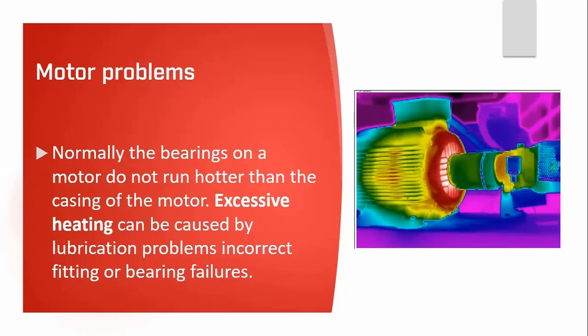When it comes to motor problems, the lubrication problems can be things like under-lubricated, over-lubricated, contaminated, or incorrect lubricant. Incorrect fitting can be misalignment, imbalance, or structural looseness. And there are many types of bearing failures. So while we may detect the problems with thermography, we're unlikely to understand the exact reason why we're seeing an elevated temperature. So we may need another form of technology like vibration analysis to give us the answers that we can't find.